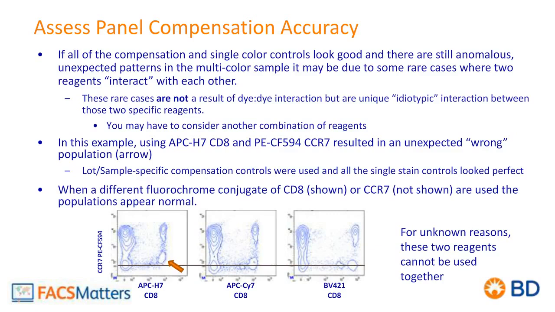So here we're looking at APC-H7 CD8 with CCR7 PE-CF594. And what we can see is the population that's off-axis.